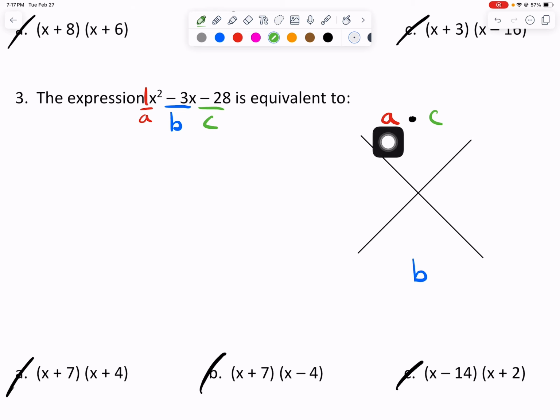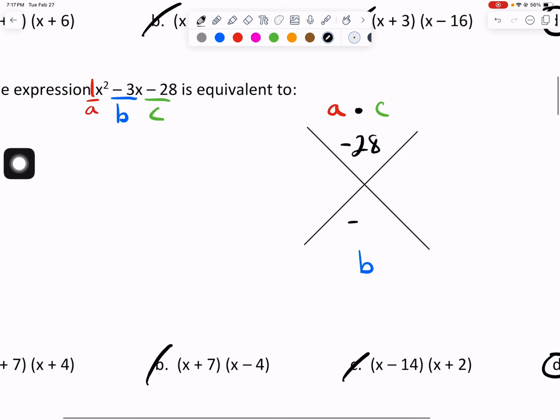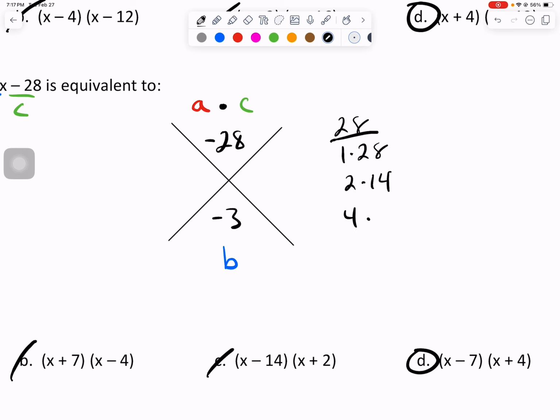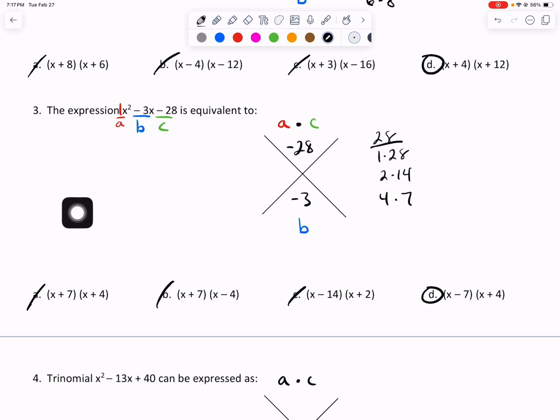Well, up top it's saying do A times C. Well, 1 times negative 28, yes, it is negative 28. Our B value is negative 3. Great job. Let's go ahead and write the factors of 28. All right, we have 1 times 28. We have 2 times 14. And we have 4 times 7. So again, we have our 3 pairs that when multiplied will get us to our 28.